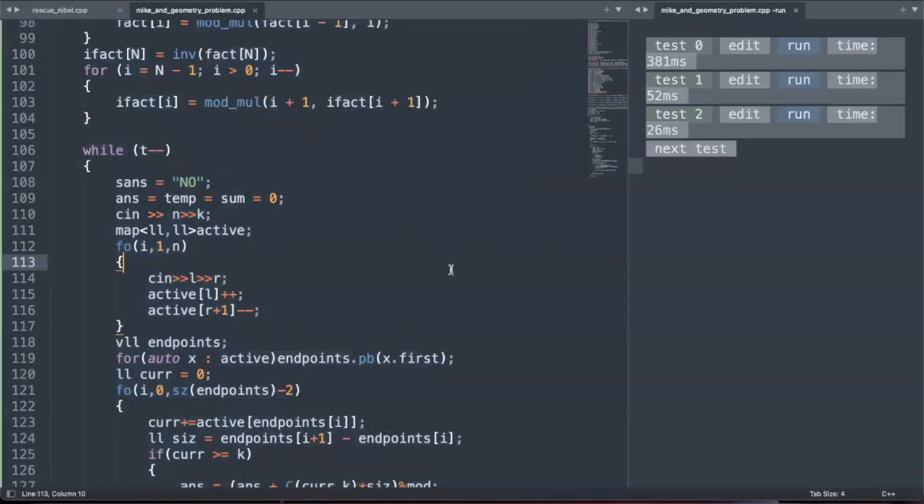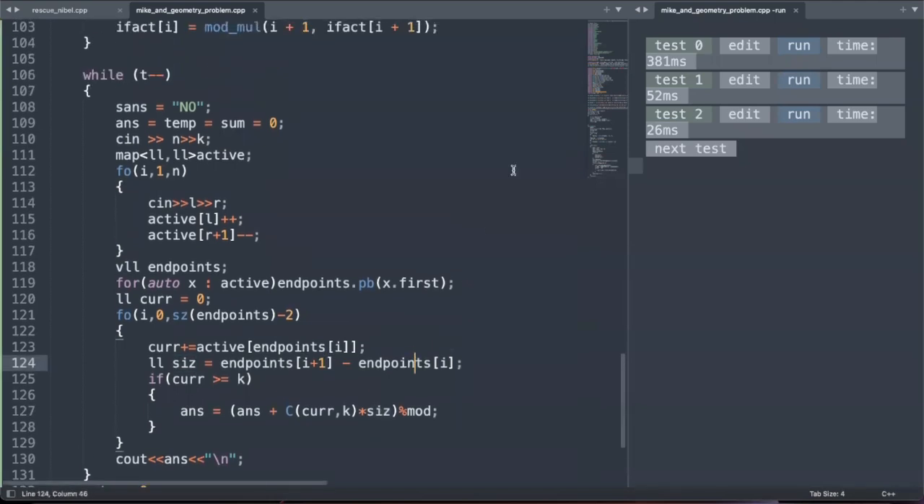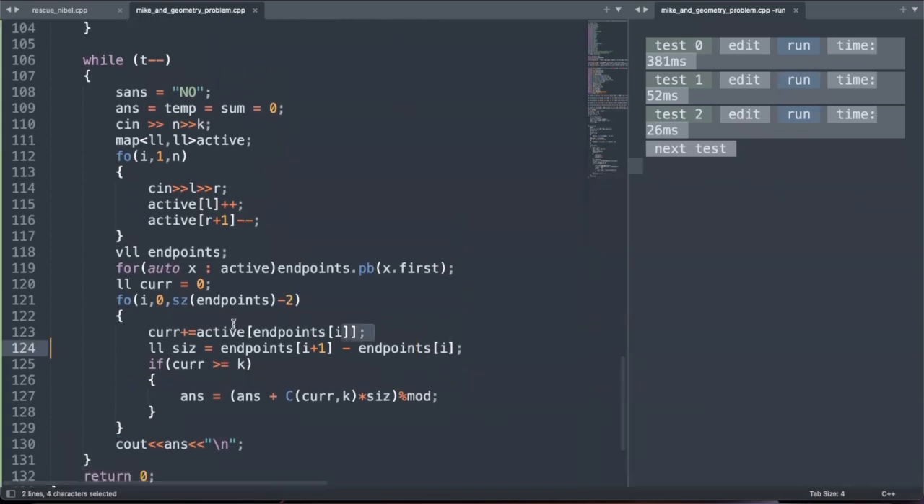The main thing here is to understand why I am multiplying this expression by endpoints of I plus 1 minus endpoints of I. And also to understand this difference array thing, but I think that is trivial.